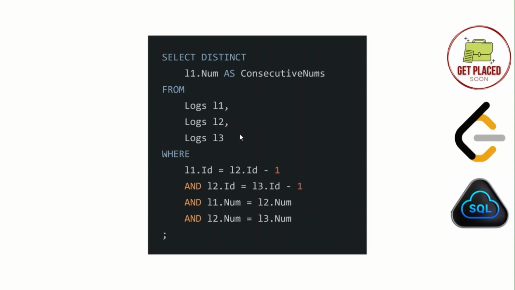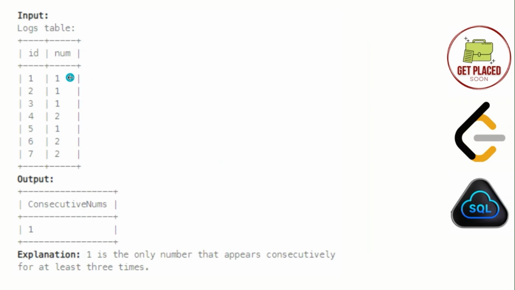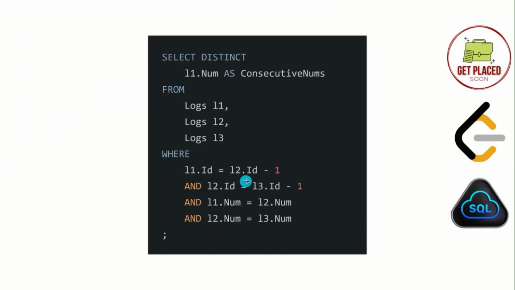Now let me write the WHERE condition. In the WHERE condition, as you can see, L1.id is equal to L2.id minus 1. What it does is make sure that L1 and L2 are consecutive in nature. This is L1 and then the next L2 will be pointing towards here. So that means consecutive. One after the other means consecutive. Similarly, L2.id is equal to L3.id minus 1. So L1 and L2, by this condition, are consecutive. L2 and L3, by this condition, are consecutive.